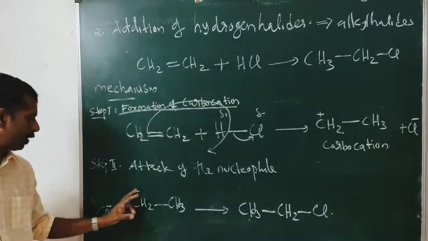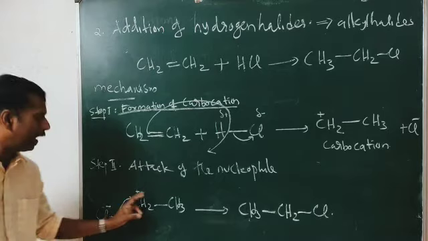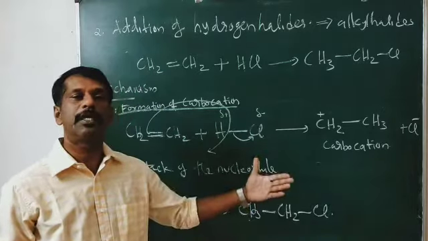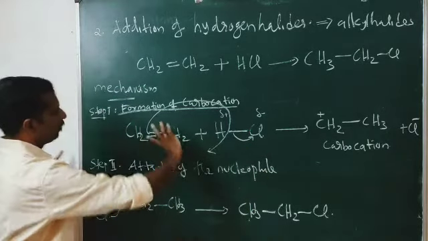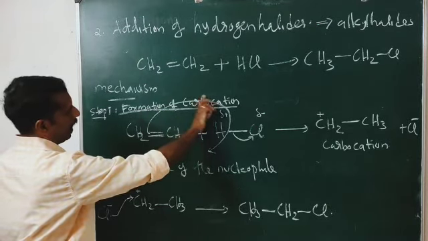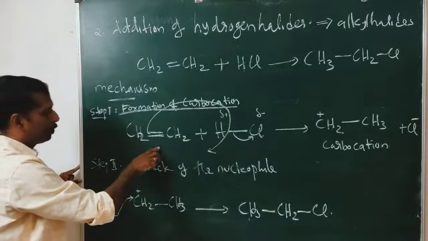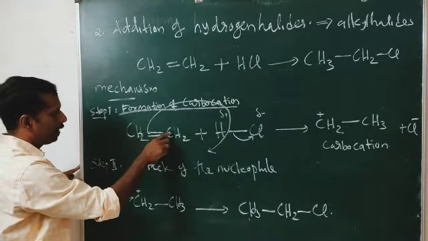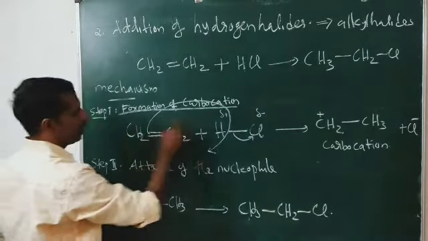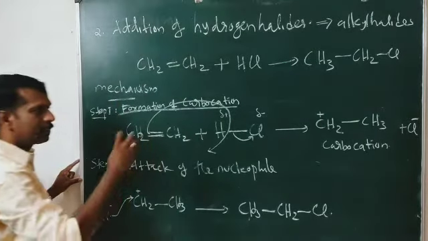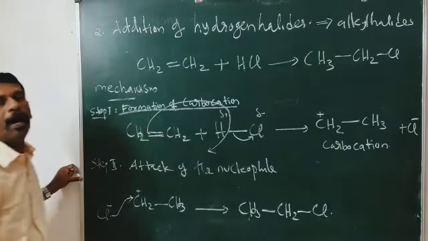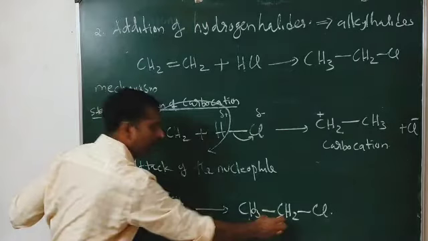This is the positively charged carbon. On that carbon, what will happen? The Cl minus will attack and we get CH3 CH2 Cl. This is the mechanism of addition of hydrogen halide. So in the first step, what is happening? In the first step, there is the formation of a carbocation. The pi bond breaks and it will abstract this H plus. So this carbon will get a positive charge, and this CH2, getting one more hydrogen, will become CH3, and this is a carbocation. And in the second step, the nucleophile is formed. That nucleophile will attack on the carbocation and give alkyl halide.